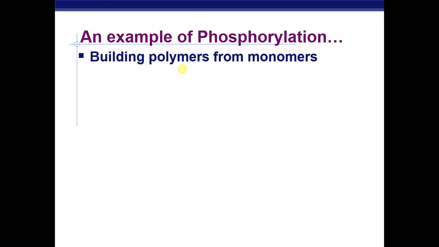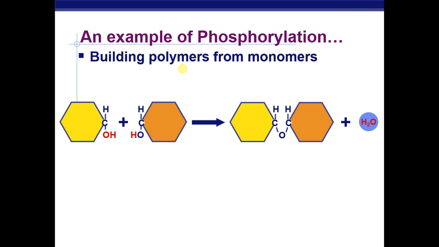So here's an example of phosphorylation: building polymers from monomers in dehydration synthesis. Okay. So to run this reaction, making a disaccharide from two monosaccharides, we need 4.2 kilocalories per mole to do this dehydration synthesis reaction.